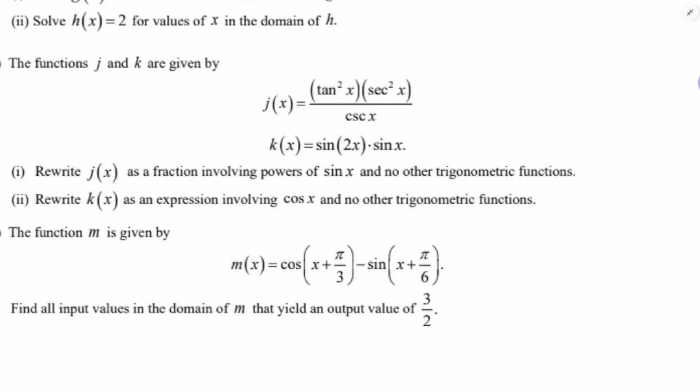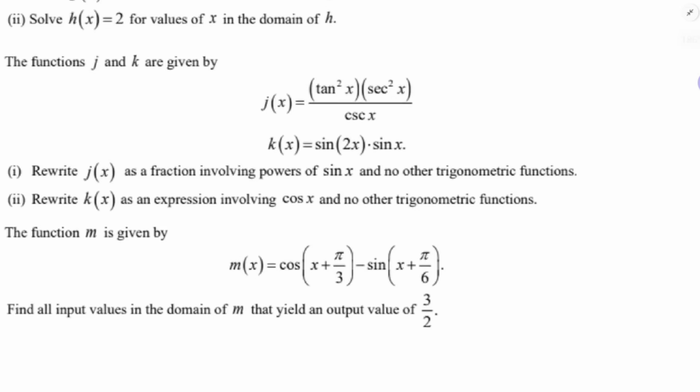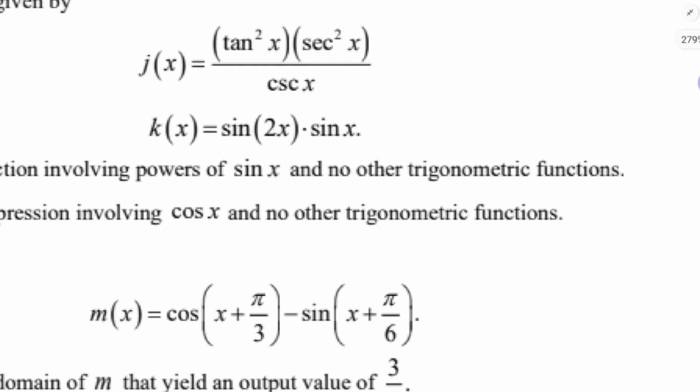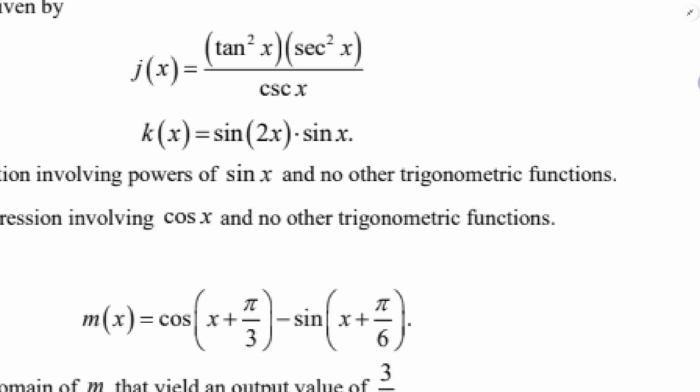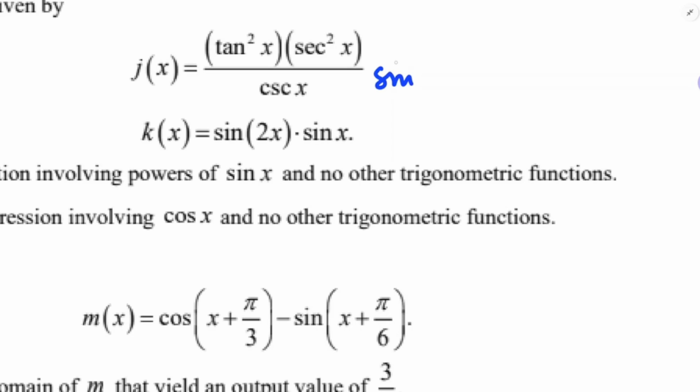Well, if we want to rewrite k of x involving cosine and nothing else, then we're going to have to deal with the sine of 2x. And we're going to need to remember our double angle formula. Now, you can get away with not remembering the double angle formula if you know the angle addition formula. I think it would be good for you to know that sine of 2x equals 2 sine x cosine x.